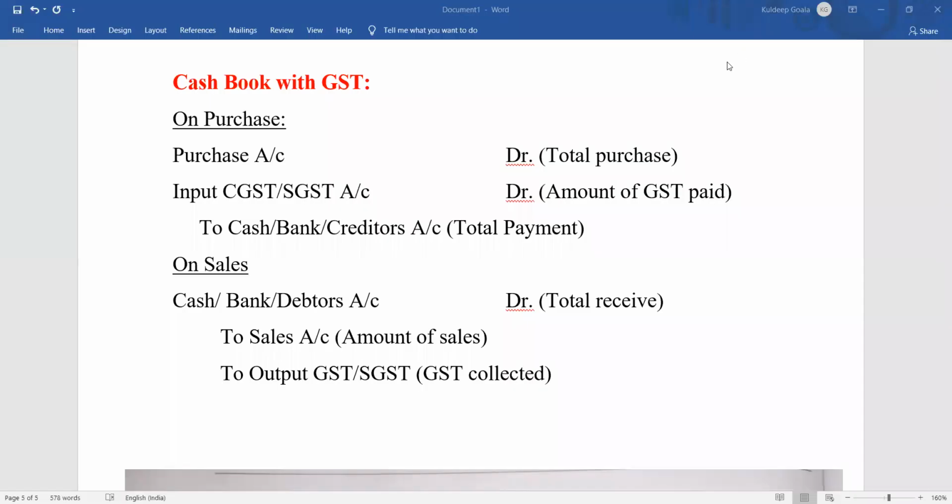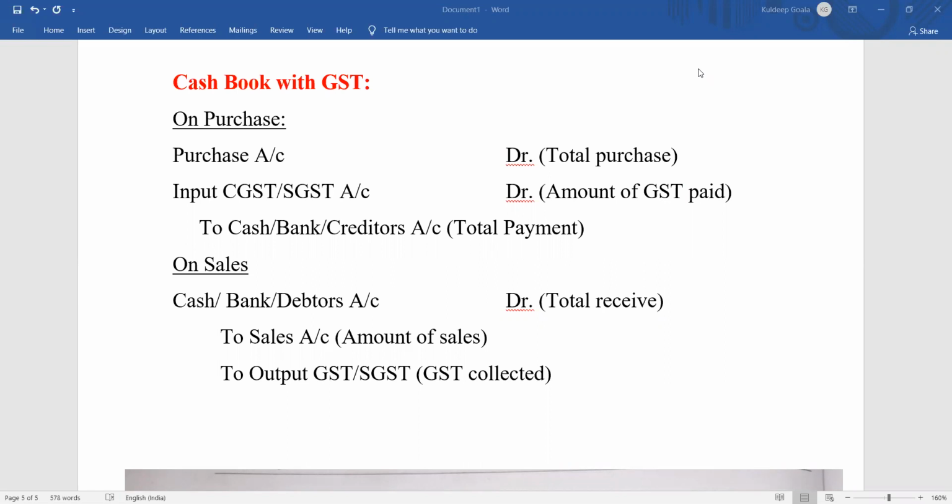Good afternoon, students. In this particular video, we'll be learning about the maintenance of cash book, including the GST. GST will basically give you the details of how much goods and service tax we are supposed to pay, or how much goods and service tax we have paid.